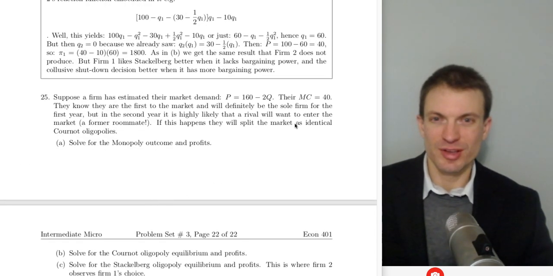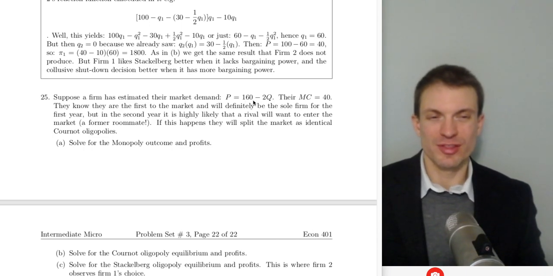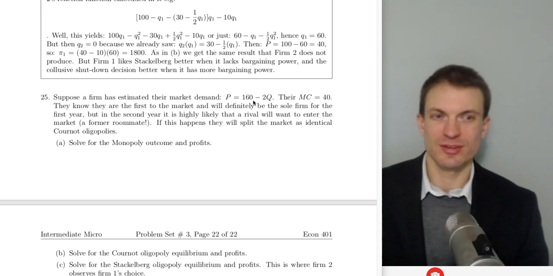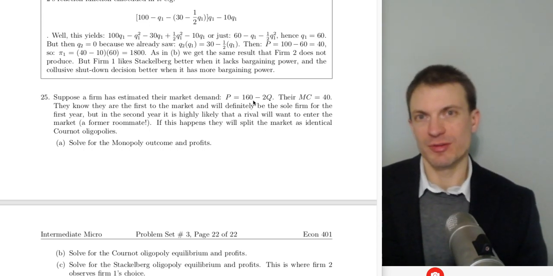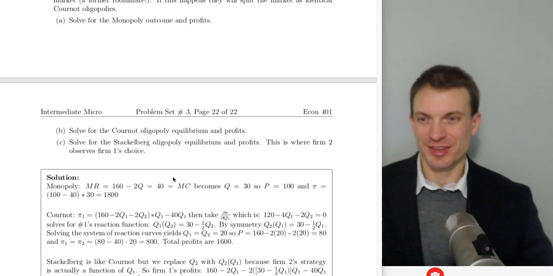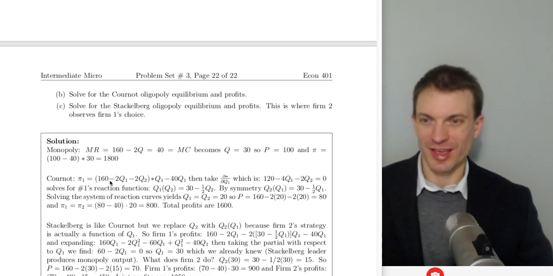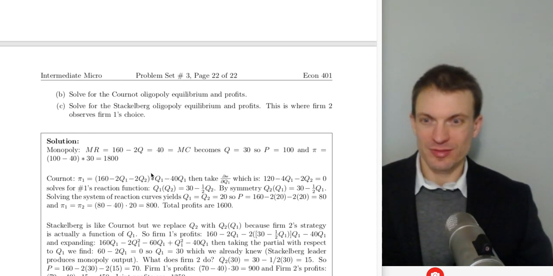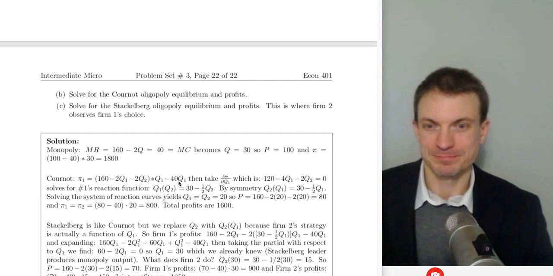So you might look at this and say, wait a second, how do we find the Cournot? How do we find the inverse demand for this? This is 160 minus 2Q. How do I deal with that Q? Remember that Q is the market demand. That's the sum of Q1 and Q2. So our inverse demand is going to be 160 minus 2Q1 minus 2Q2, right? This is 2 times the sum of Q1 and Q2. Multiplication is commutative and associative. So I'm going to write this as 160 minus 2Q1 minus 2Q2 times Q1 minus 40Q1.